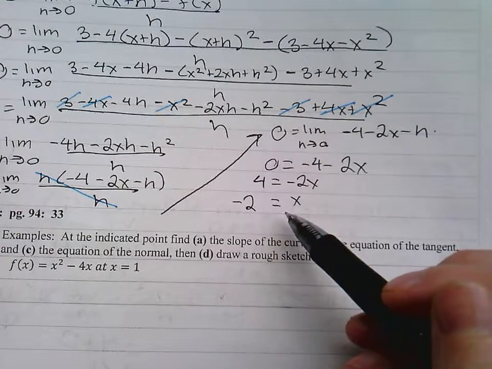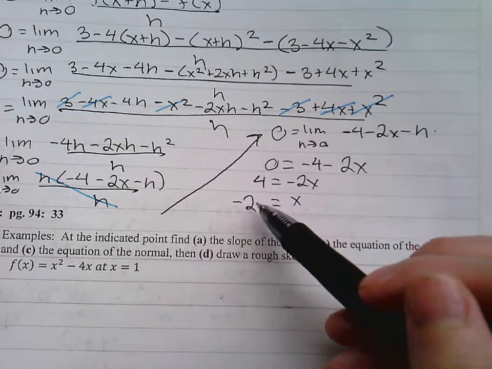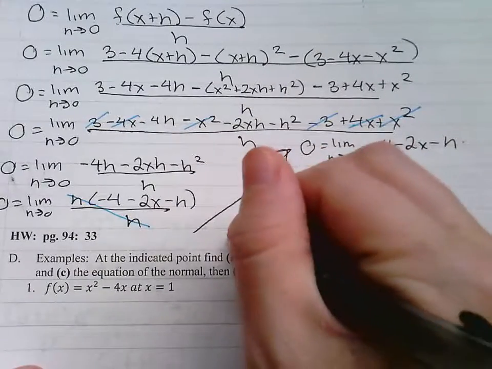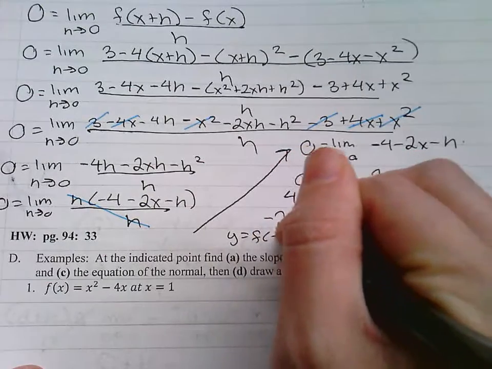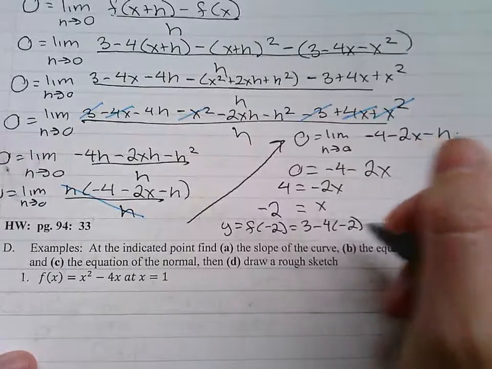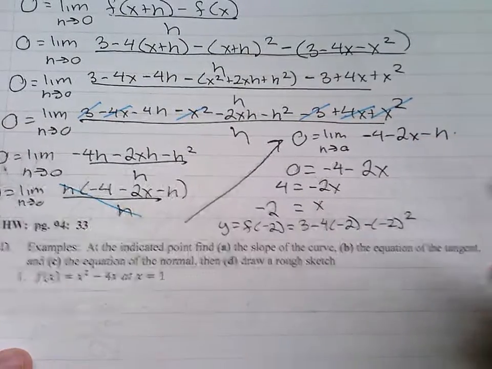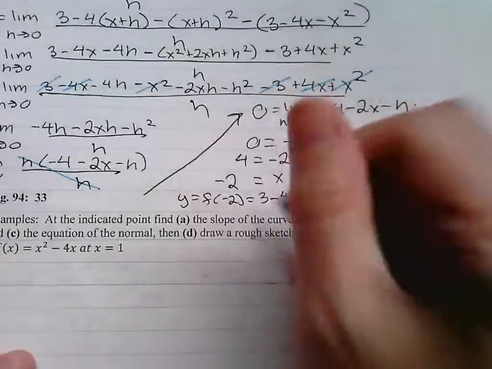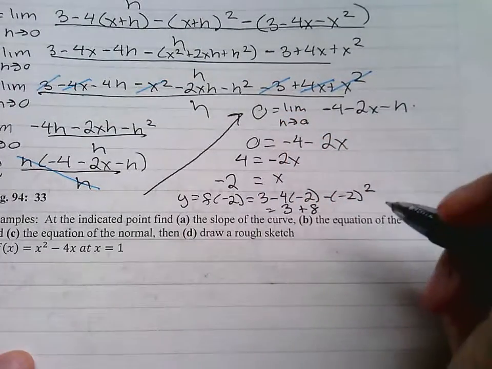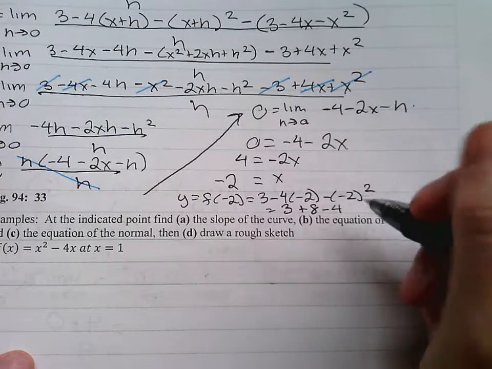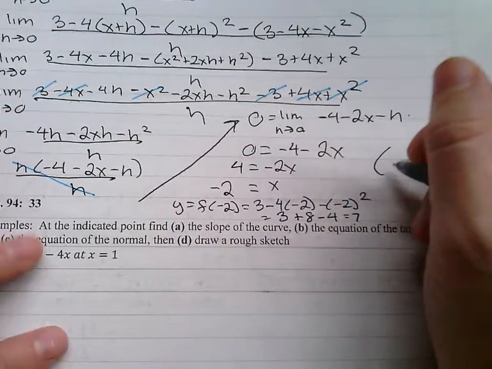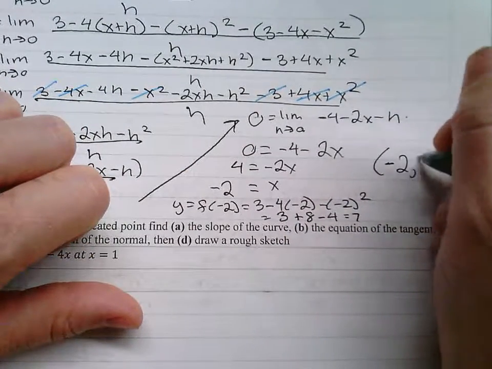So in order to find the y value, you're going to plug negative 2 into the original equation here. So y is going to equal f of negative 2, which is going to be 3 minus 4 times negative 2 minus negative 2 squared. So you have 3 plus 8 minus 4, plus 3 is 7. So your point is going to be at negative 2, 7.